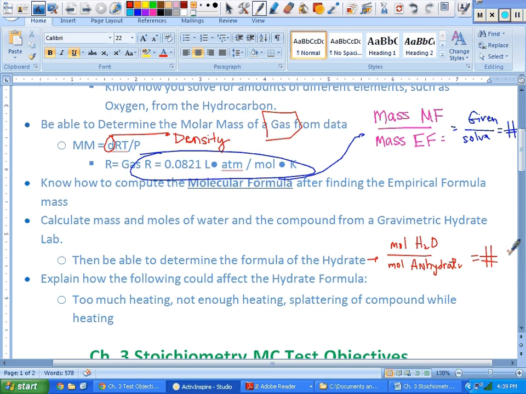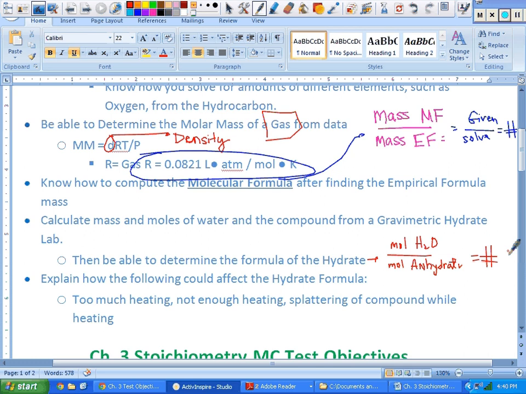You still got water in it, so please listen. You still got some water. So if there's still water, is that going to increase your mass of water? Yes. Will that increase your mass of hydrate? Will that increase your moles of both? Yes. Will that increase your number of waters? Yes. Be careful. The last one, what if you splattered some of it out?